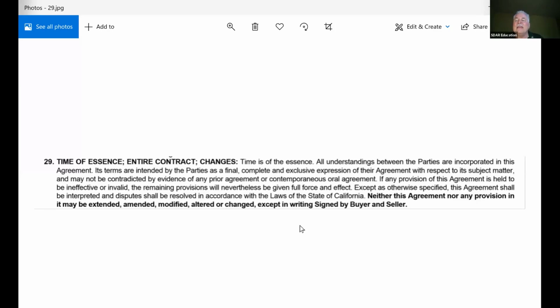Okay, all right. If any provision of this agreement is held to be ineffective or invalid, or not enforceable, whatever, the remaining provisions will nevertheless be given full force and effect. Okay, so that's a really important point. If paragraph number 28 is held to be invalid by a court, whatever, we saw happen recently in our independent contractor agreement, well, about 5 years ago now.